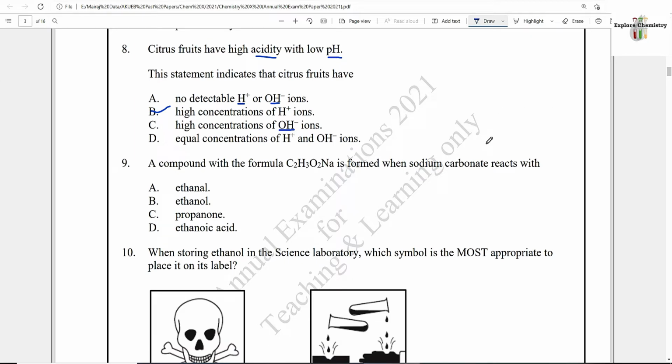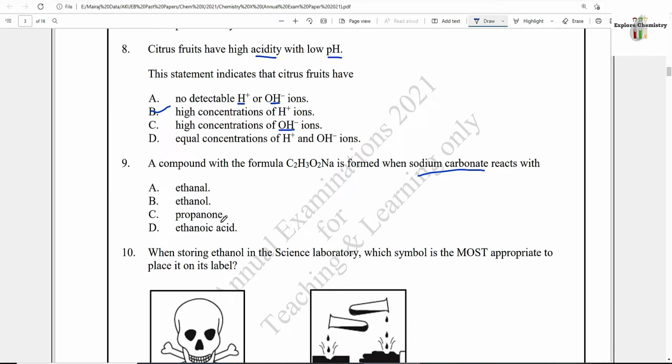Before that, we were discussing chapter number 2, acid base MCQs and salts MCQs. A compound with the formula C2H3O2Na is formed when sodium carbonate reacts with what? Again, it is a carbonate salt, and as I have told you, carbonate salts are able to react with acids only. Ethanal is an aldehyde which is not an acid.